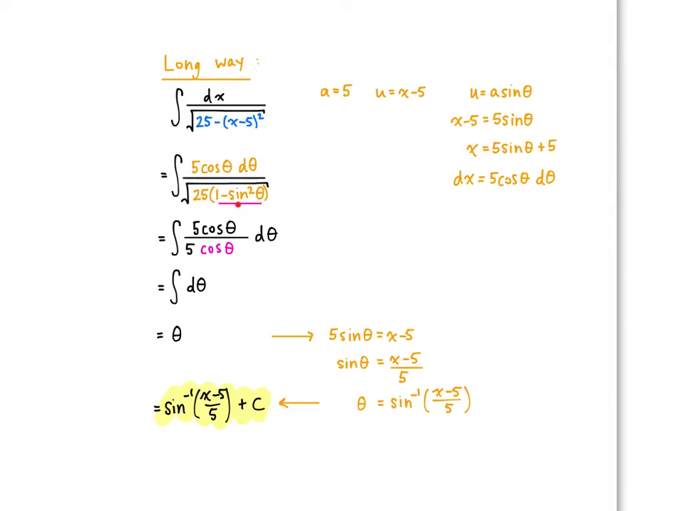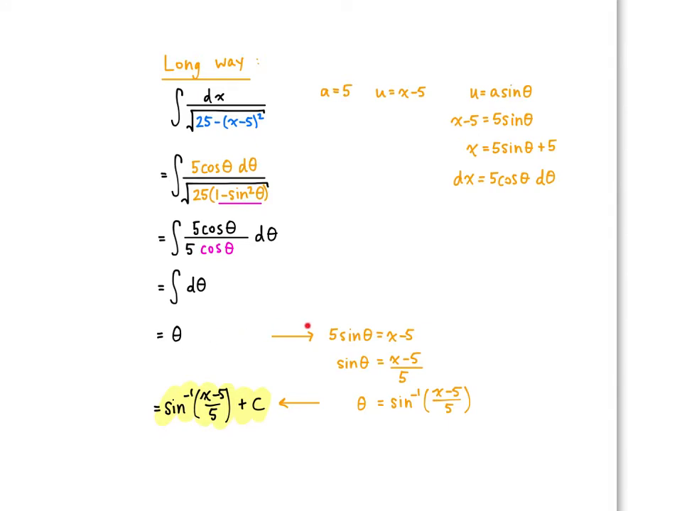1 minus sine squared is cosine squared. Square root of 25 is where we get 5. Square root of cosine squared is cosine. So this all ends up canceling out, and we're just left with the integral of d theta, which is theta.